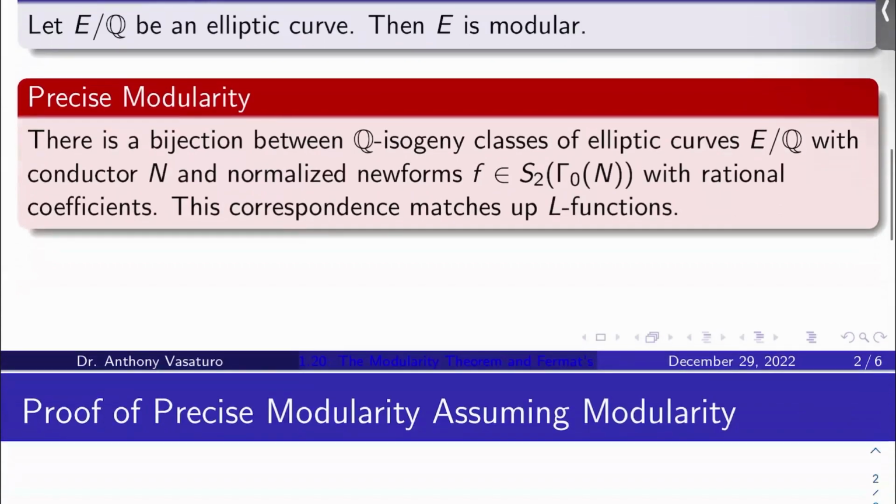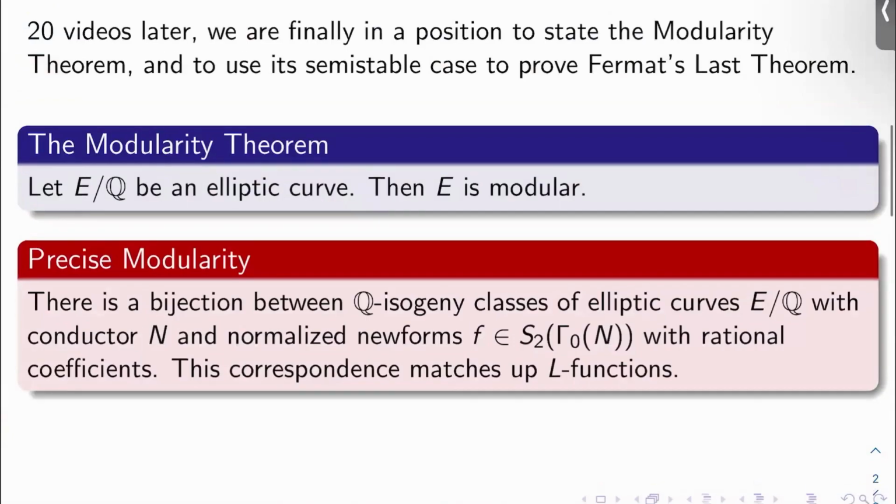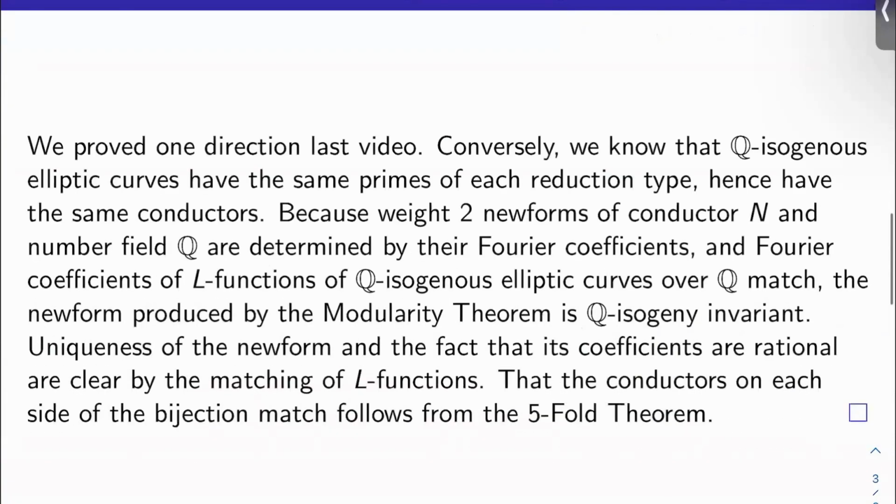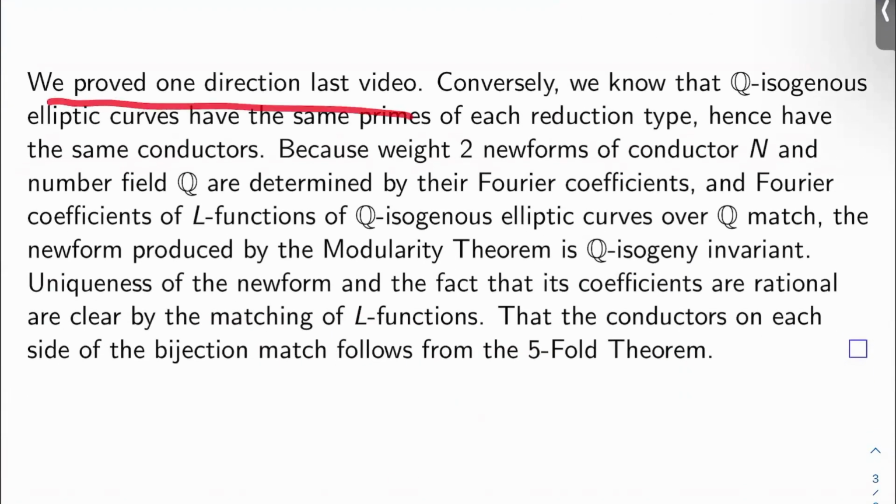Okay, so let's prove precise modularity, assuming basic modularity. One direction was taken care of entirely in the last video, so please watch that. That's the direction where I give you the new form and we spit out the elliptic curve. Conversely, let's start with an elliptic curve and assume basic modularity and prove the other direction of precise modularity.